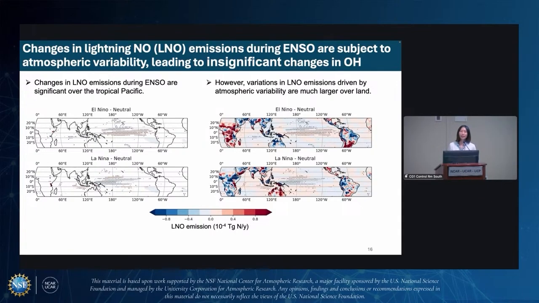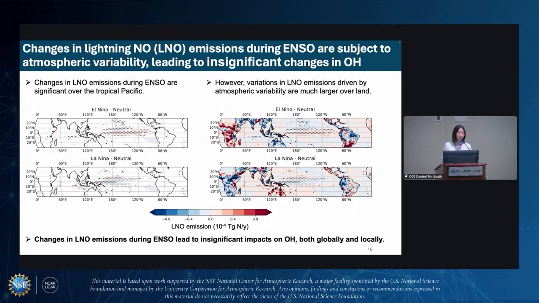However, if you look at the global scales and also include the changes of the lightning NOx emission elsewhere, you will find that this large variation in the lightning NOx emission that are primarily driven by the atmospheric variability over the land. And this is because the lightning NOx emission production over the land is over 1 order of magnitude higher than it is over the ocean. So even though we see these robust signals of the lightning NOx emission changes over the tropical Pacific, it's overshadowed by the large variation led by the atmospheric variability from the land.